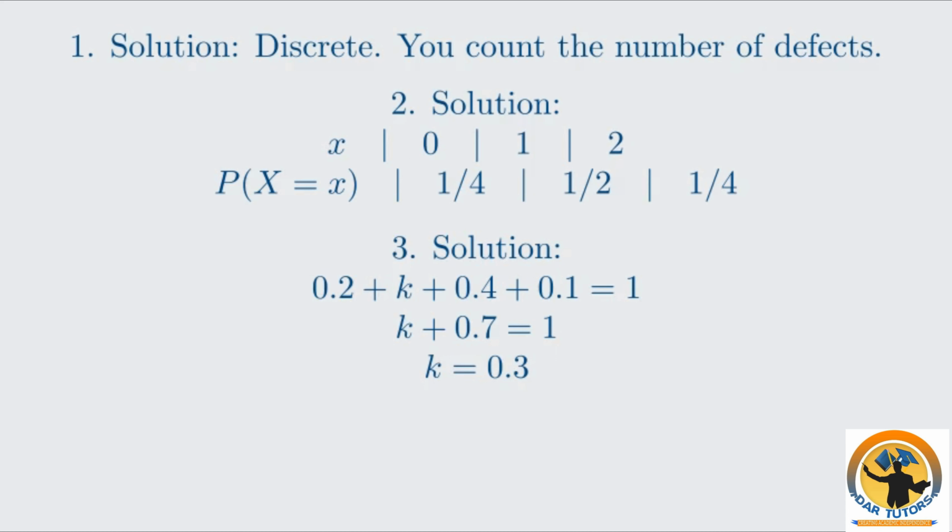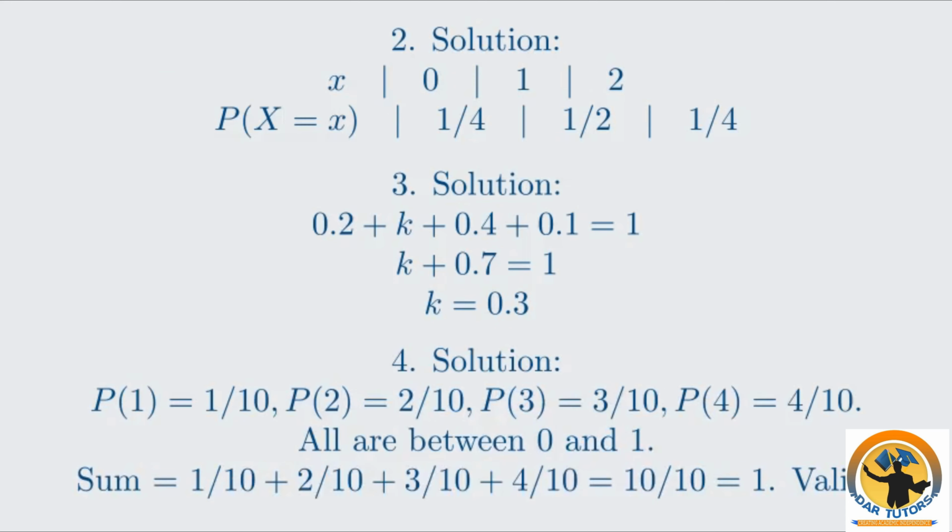Question 4 asked you to show P of x equals x/10 for x equals 1, 2, 3, 4 is a valid PMF. We find the probabilities for each x. They are 1/10, 2/10, 3/10, and 4/10. All are between 0 and 1. Their sum is 1/10 plus 2/10 plus 3/10 plus 4/10, which equals 10/10, or 1. Both conditions are met, so it is a valid PMF.